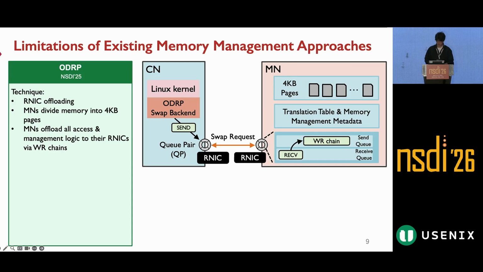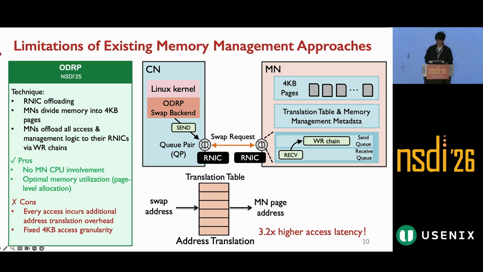The third approach is ODRP. ODRP is a kernel swap-based disaggregated memory system that offloads all swap and paging logic to the memory node's RNIC. To be specific, the memory node divides its memory into 4 KB pages and offloads all access and management logic to the RNIC via work request chains. When a compute node sends a swap request, the RNIC executes the offloaded logic directly on the memory node. ODRP achieves no memory node CPU involvement and optimal memory utilization through page-level allocation.